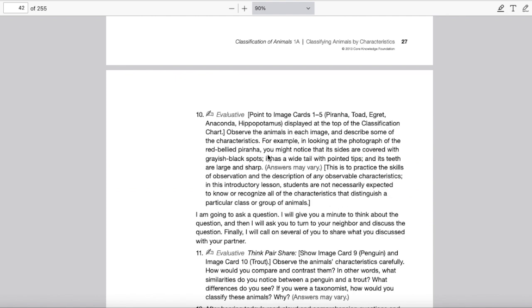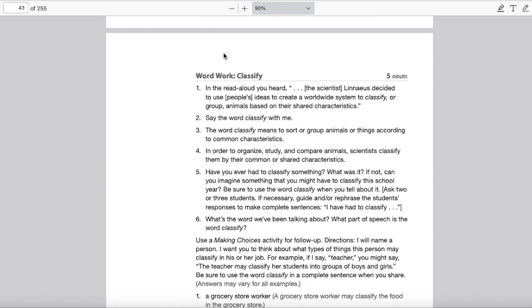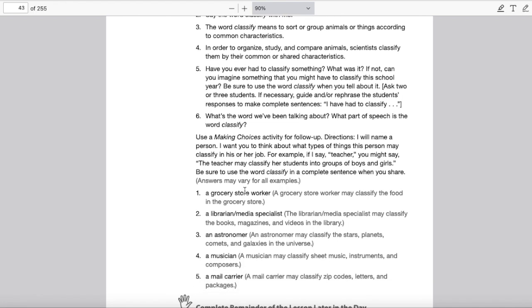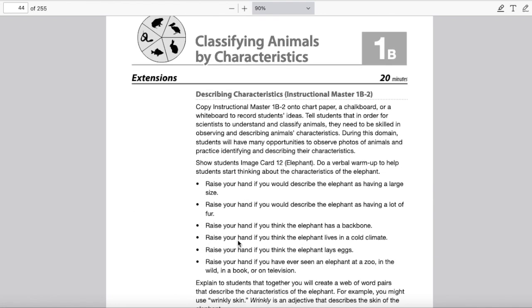They're not just sitting here getting drilled with information. They're thinking, which is really important. So just like the other unit, you'll see we have some vocabulary work, and this one, like I said before, it gives you an example. So it gives you a thumbs up or a thumbs down. Or would this classify? A grocery store worker may classify the food in the grocery store. Is this something that would be classified? They give you examples. They tell you yes or no if that's an example. And then we would do 1B.